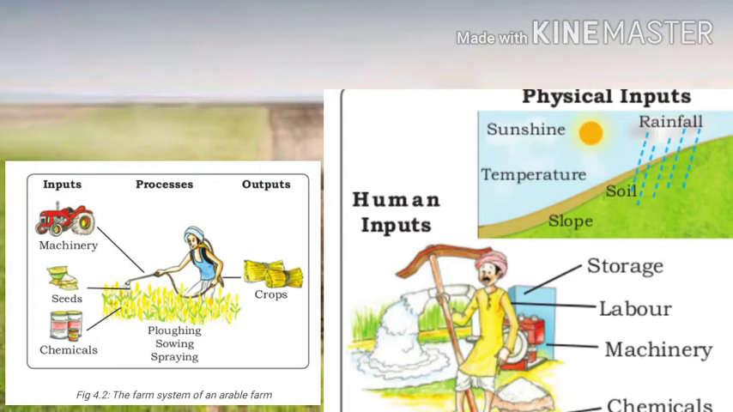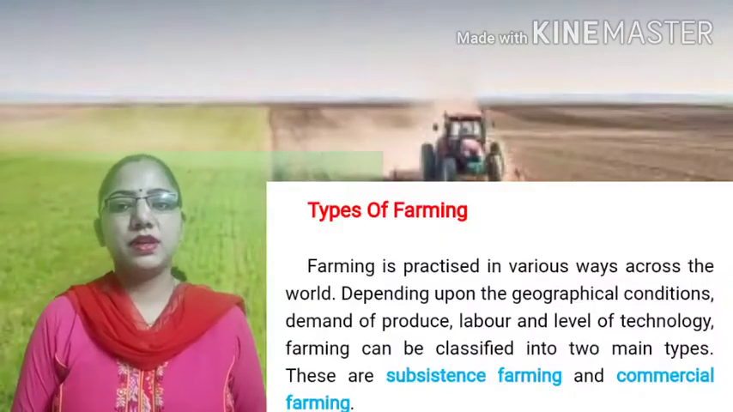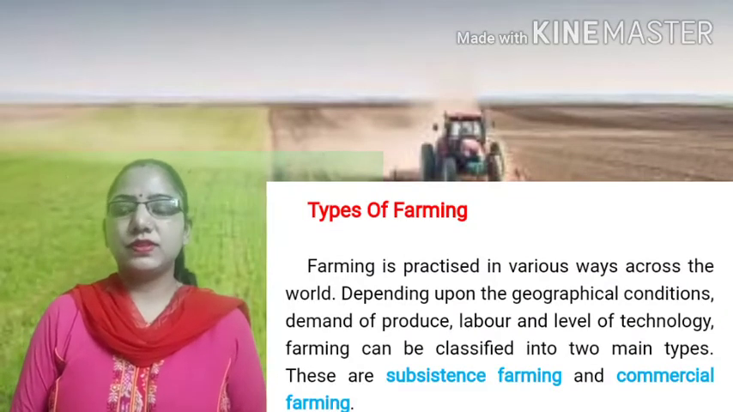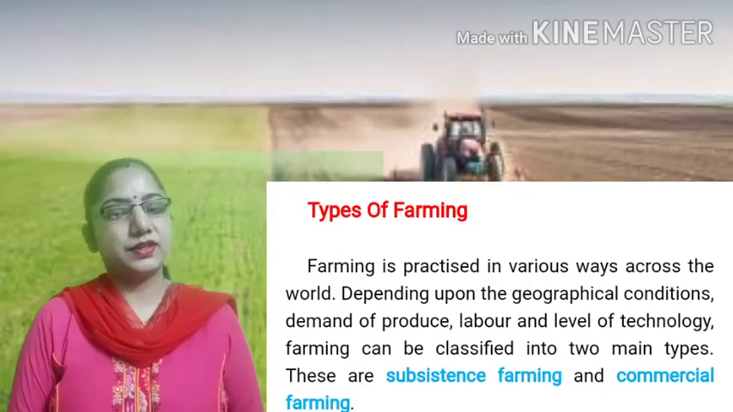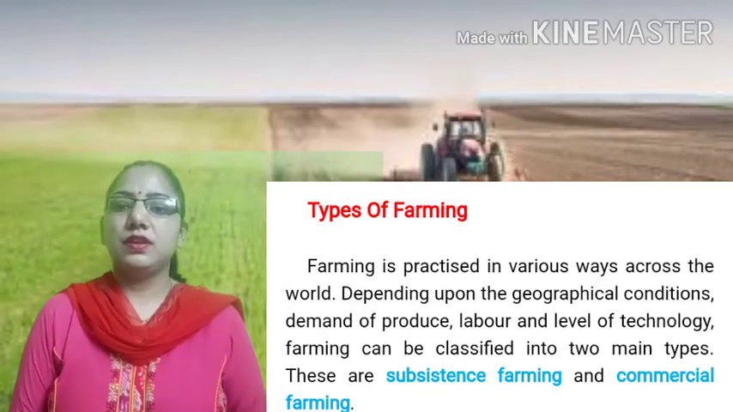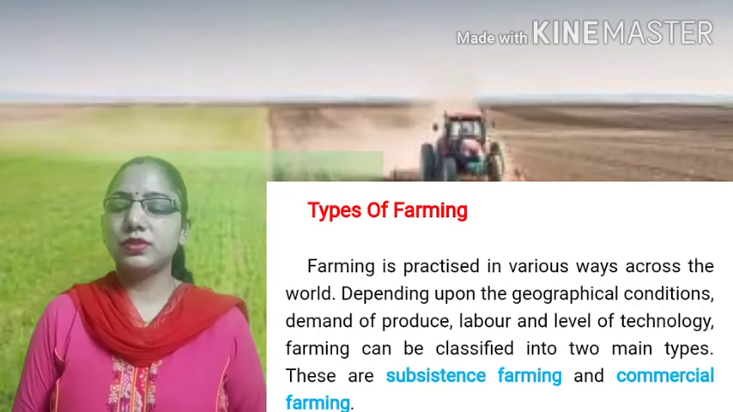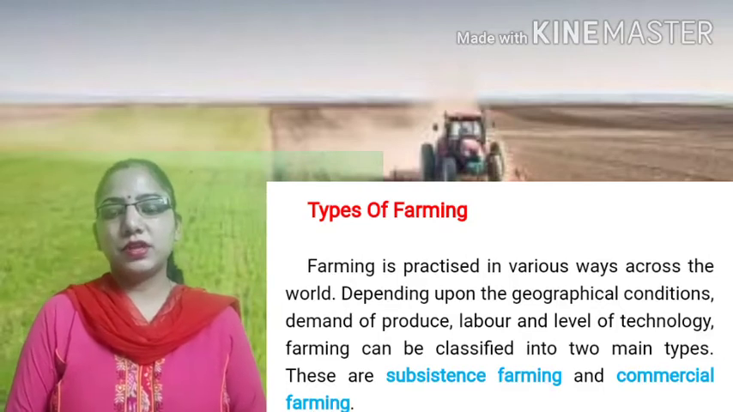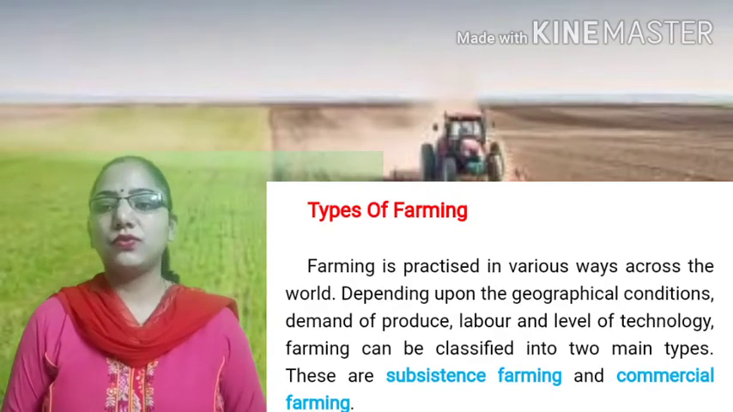So students, these operations involve ploughing, sowing, irrigation, weeding and harvesting, and the output from the system includes crops, wool, dairy and poultry products. Students, as you have seen in this picture, there are physical, human and technical inputs through which we get more good outputs, and these outputs also determine the technique of the farming.